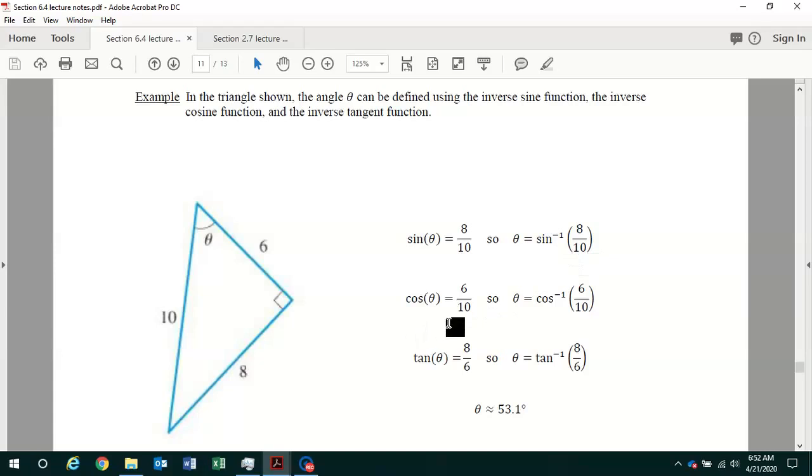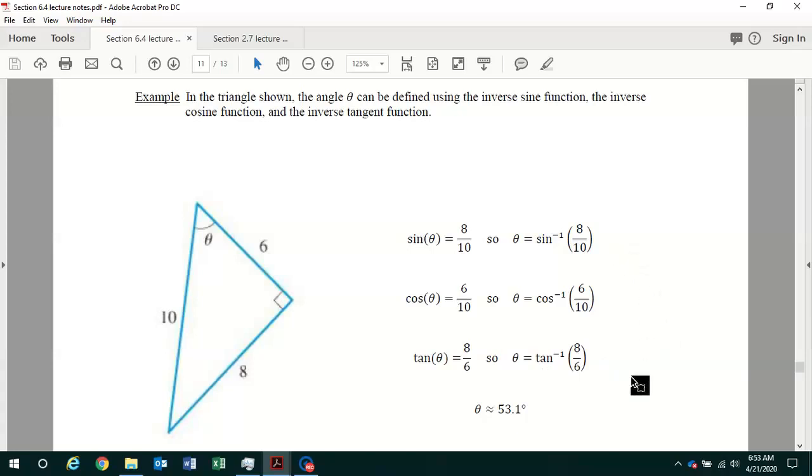The cosine of angle theta is adjacent over hypotenuse, which is 6/10 in this case. So that means the angle theta is equal to the inverse cosine of 6/10. The tangent of the angle theta is equal to 8/6, right, opposite over adjacent. So the angle theta is equal to the inverse tangent of 8/6.